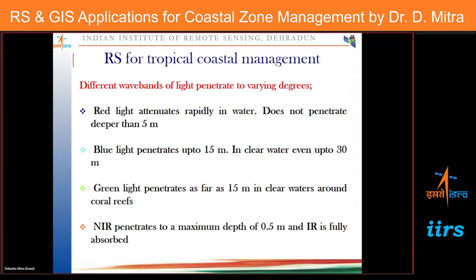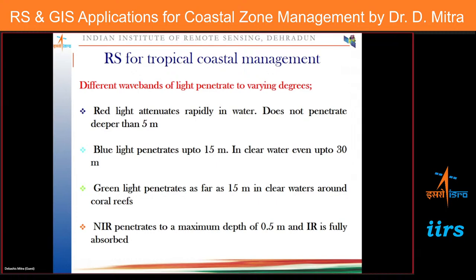Near infrared penetrates up to a maximum depth of 0.5 meter. IR is fully absorbed, so IR does not have any penetration capability. But not penetrating is also a good quality, because NIR or IR is fully absorbed by the water. So this type of band will help you find the land and water boundary. It is very important to find the land water boundary at a particular place.